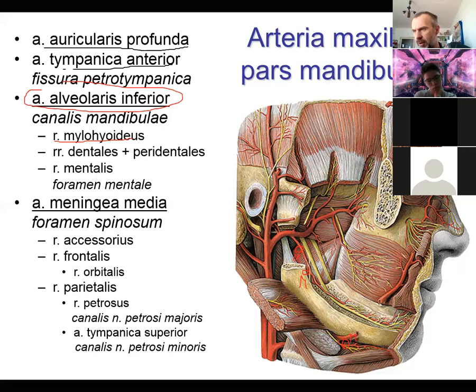And of course, the inferior alveolar then appears superficially here as the mental artery, just below the angle of the mouth, together with the mental nerve, a branch of the mandibular nerve.